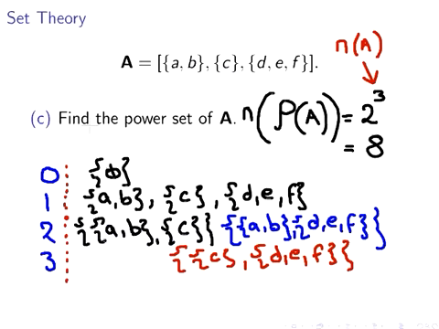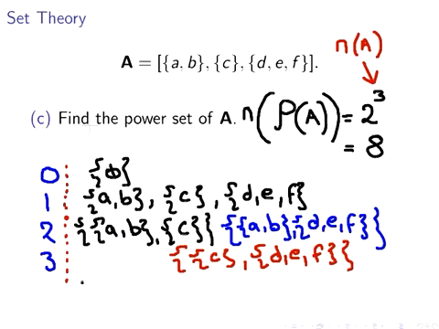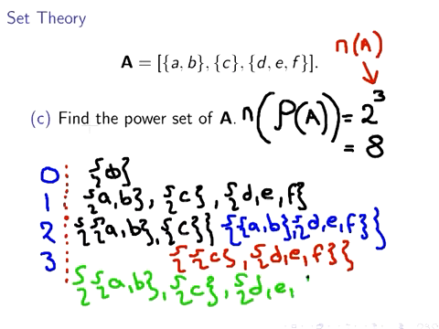The last one is a subset of cardinality 3, essentially all of the elements again. I'm going to write this one in green, just because the page is getting very cluttered. So we just write out a subset of all three elements. So that is the power set of A.